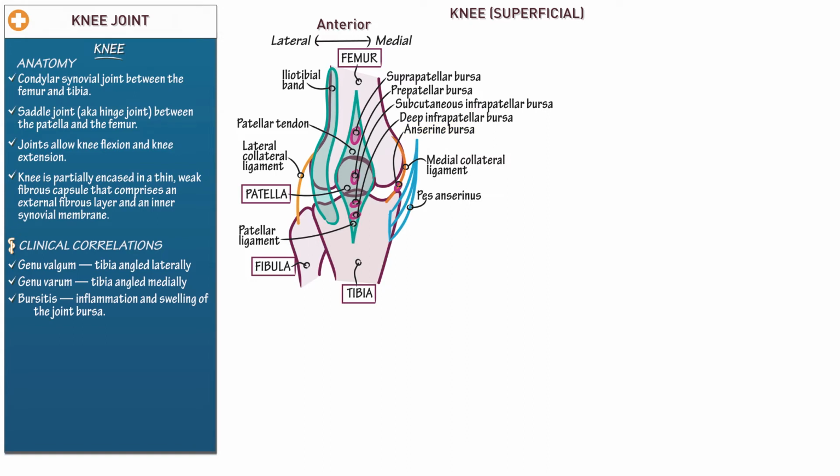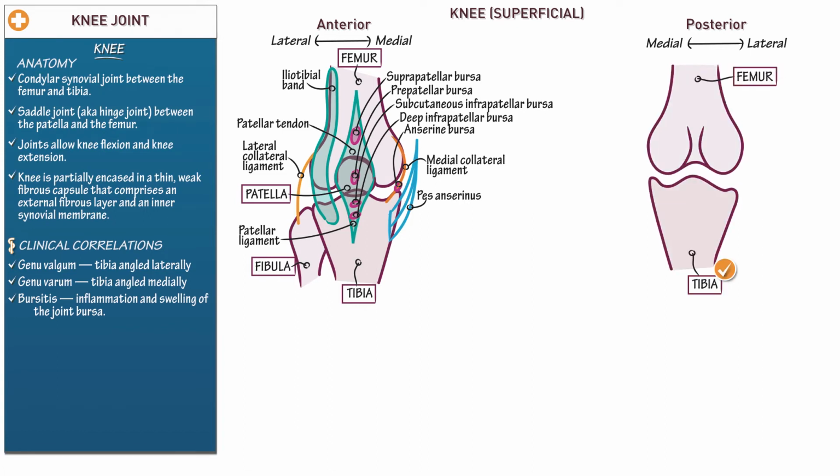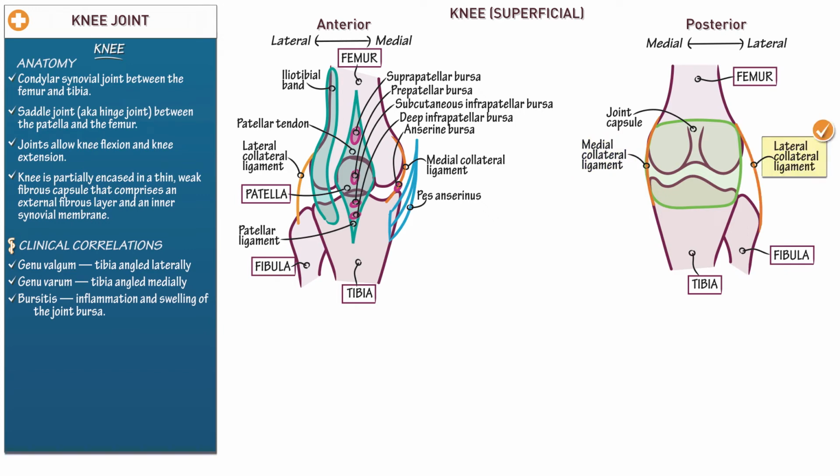Now we'll learn features of the posterior knee. Define medial and lateral in our diagram. Again, draw the femur, tibia, and fibula. Now show that the joint capsule spans from the condyles of the femur to the condyles of the tibia. Next, draw the medial collateral ligament, then the lateral collateral ligament.